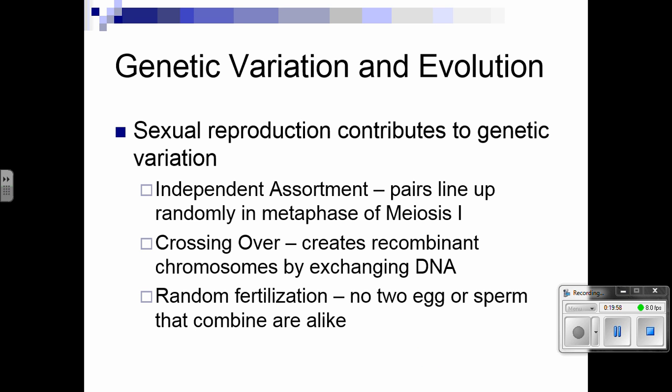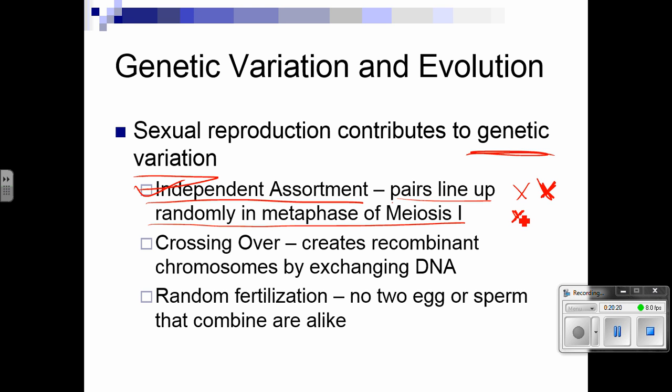Sexual reproduction contributes to genetic variation. I mentioned that earlier. How does it do that? There's 3 important things. Independent assortment. So when all those homologous pairs line up randomly in metaphase of meiosis 1, they do so randomly, and so it depends on which side. Here's one, and this is a different one. Which side of the cell they line up on depends on which ones are going to go together.